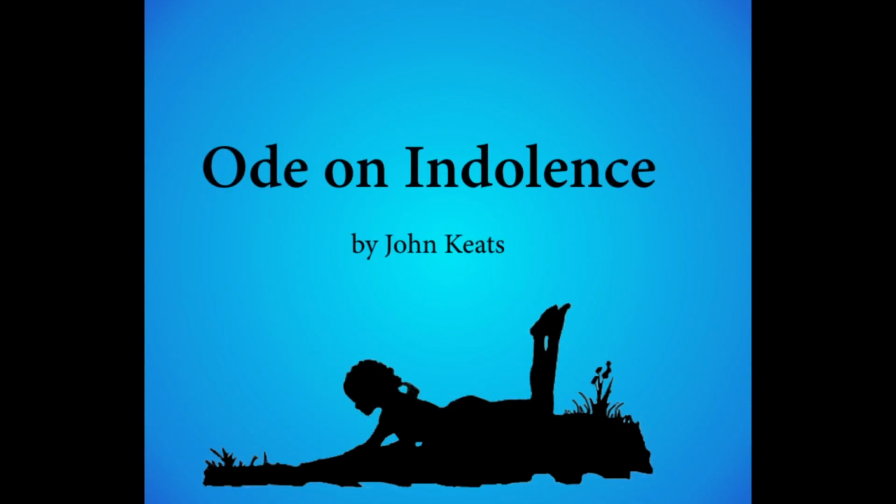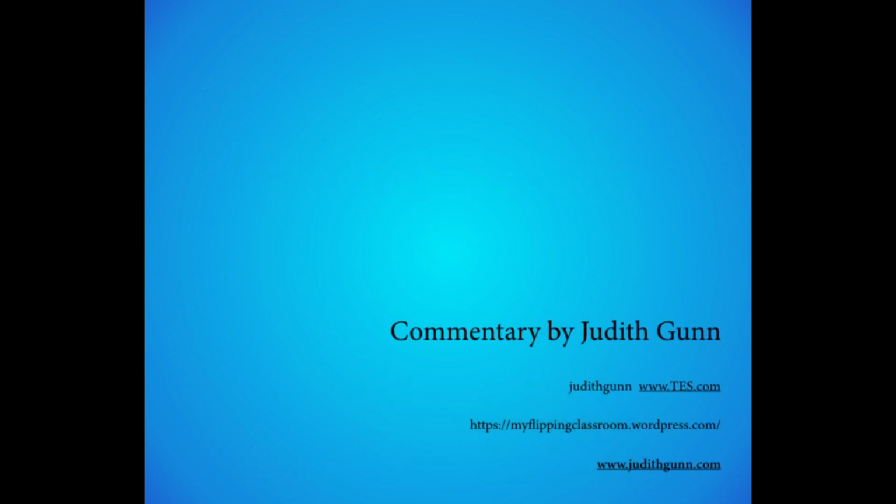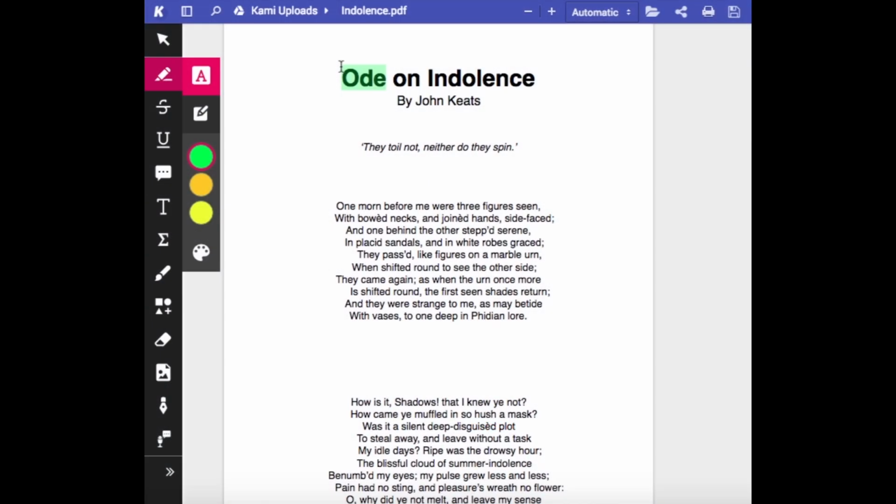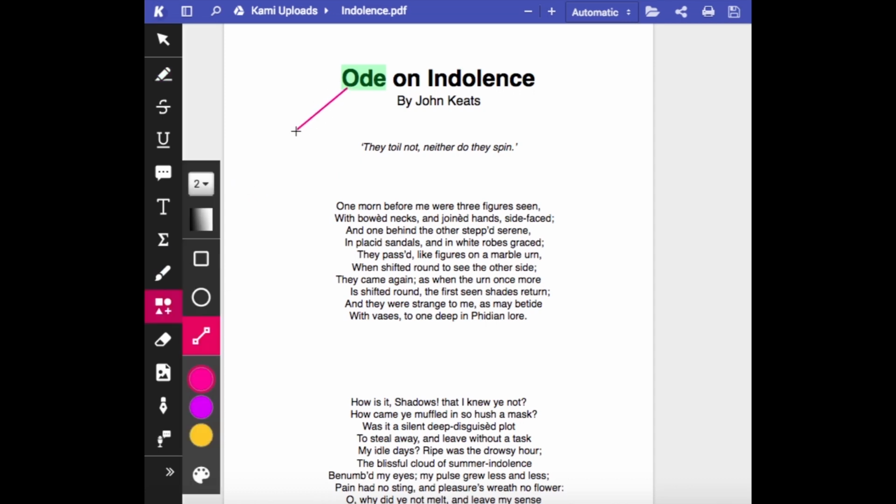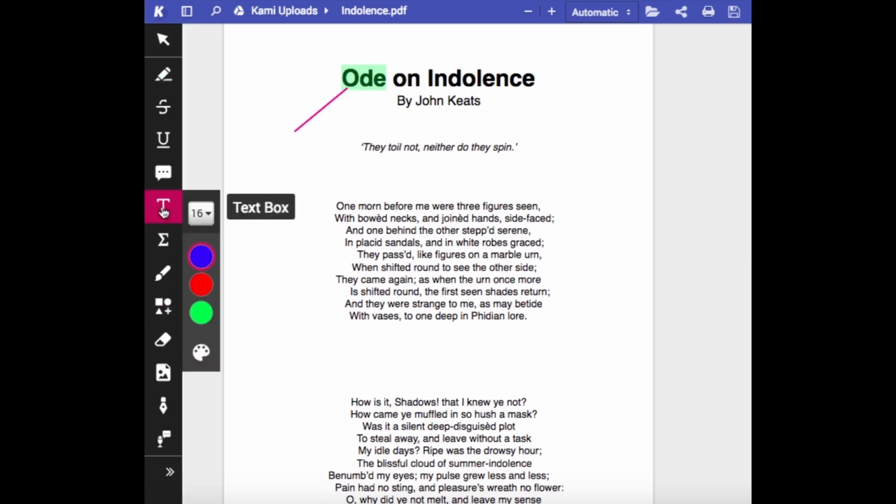Ode on Indolence by John Keats. An ode is a song of praise, a poem of praise for a particular object or a theme or a concept. It can be quite formal, it can be a bit boring, a bit dum-de-dum, a little bit like a limerick. Old-fashioned odes can be quite strict and sometimes quite funny. Keats does something slightly different.